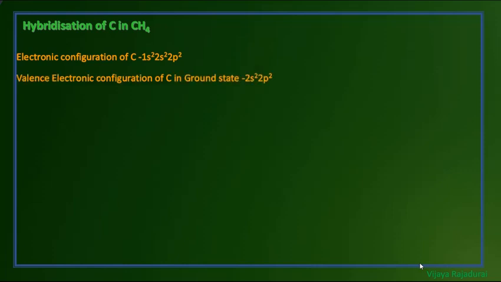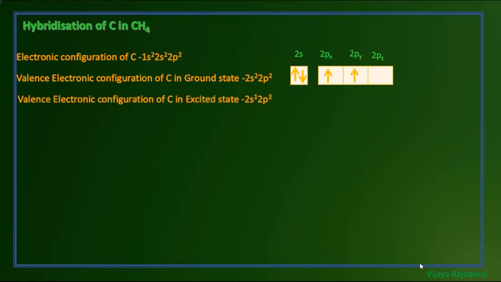In hybridization, mainly we have to consider the central atom of the molecule. Here the central atom of the molecule is carbon. The electronic configuration of carbon is 1s2, 2s2, 2p2. Its valence electronic configuration in ground state is 2s2, 2p2. In excited state, one electron is shifted from the 2s orbital to the 2pz orbital.